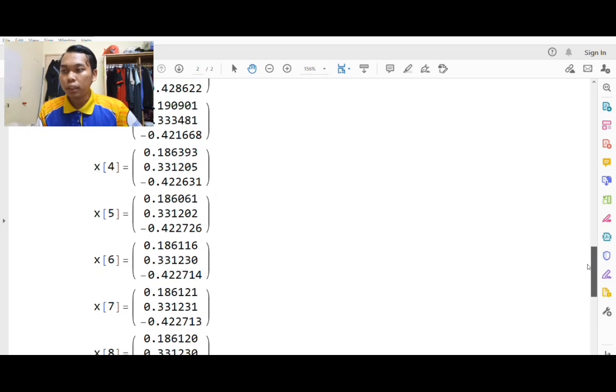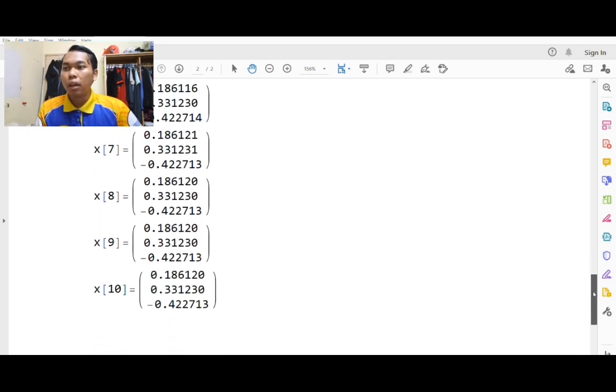As we notice, the value of x has converged at n equal to 8, where x8. So we see that x1 from x8, x9 and x10 is equal. Also the same for x2 and also the same for x3. So we conclude that it has converged, starting at x8.